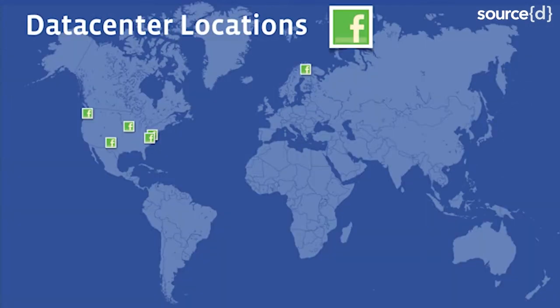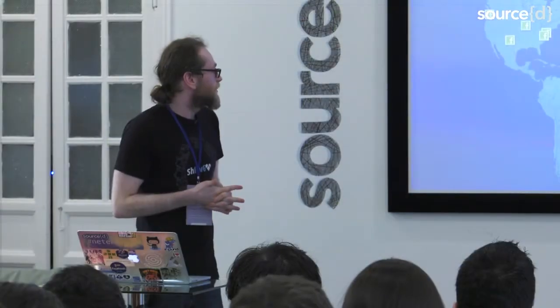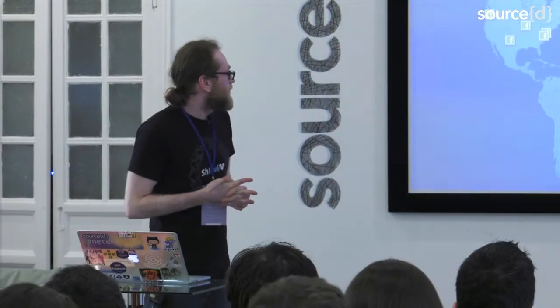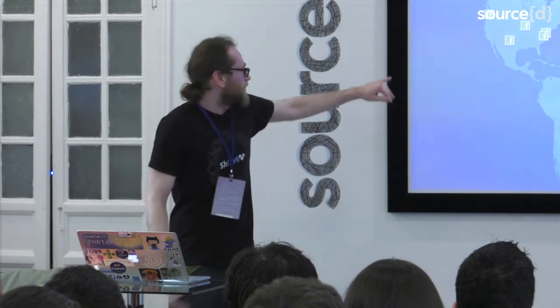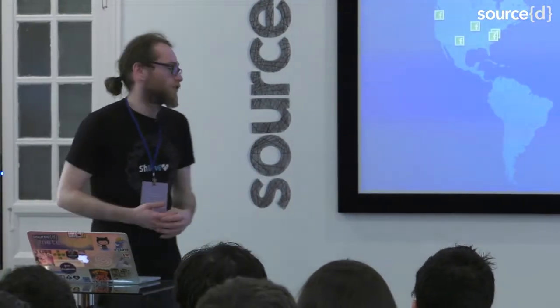OK, so this is an idea of what we are currently working with right now. These are all of our online data center locations. We have six at the minute. We have one in Prineville, Oregon, one in Altoona, Iowa, one in Forest City, North Carolina, one in Ashburn in Virginia, and one in Fort Worth, Texas, which was the most recent one turned up.